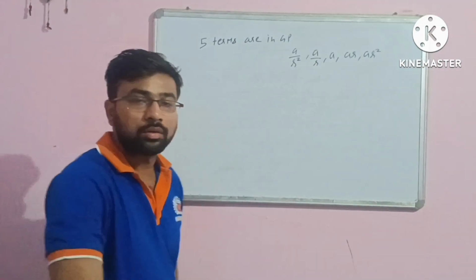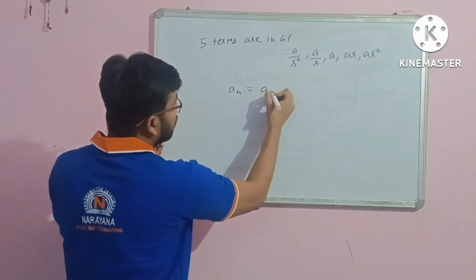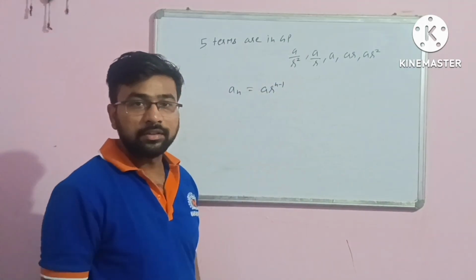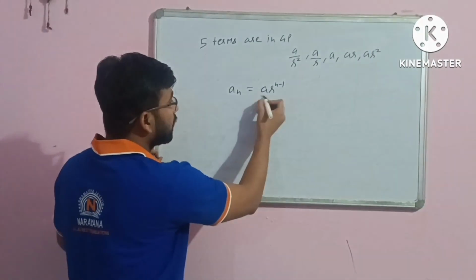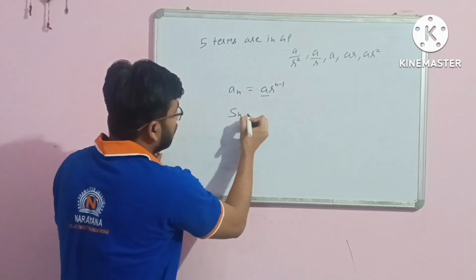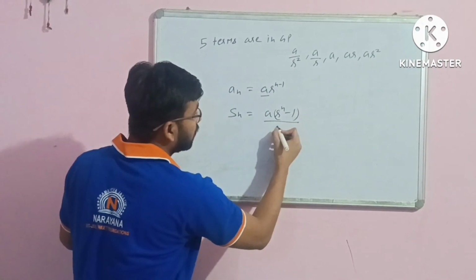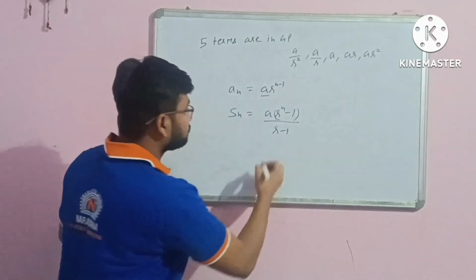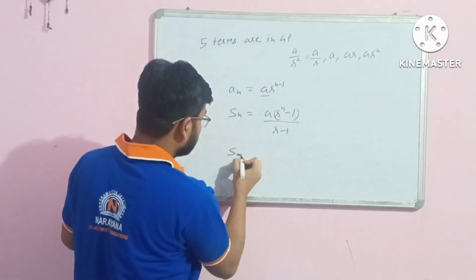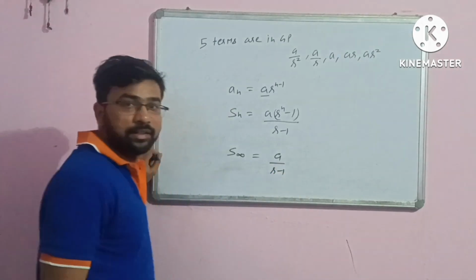Now we will see some formulas of GP. So an is equal to a r to the power n minus 1. This is the formula which is used to calculate the nth term of a GP, and here a is the first term, r is the common ratio, and n is the number of terms. And this is the formula which is used to calculate the sum of n terms of a GP. And this is the formula which is used to calculate the sum of infinite terms of a GP.